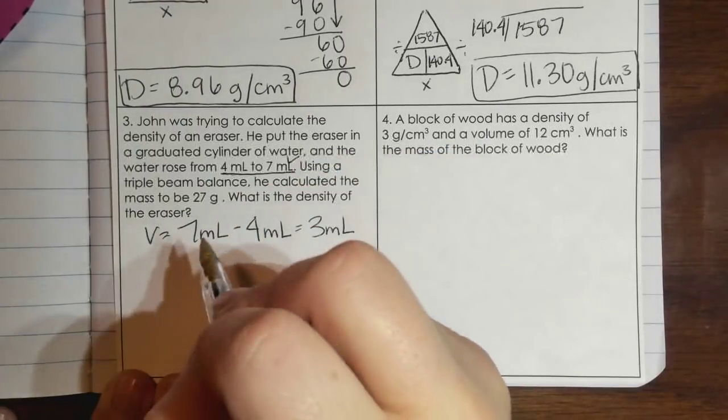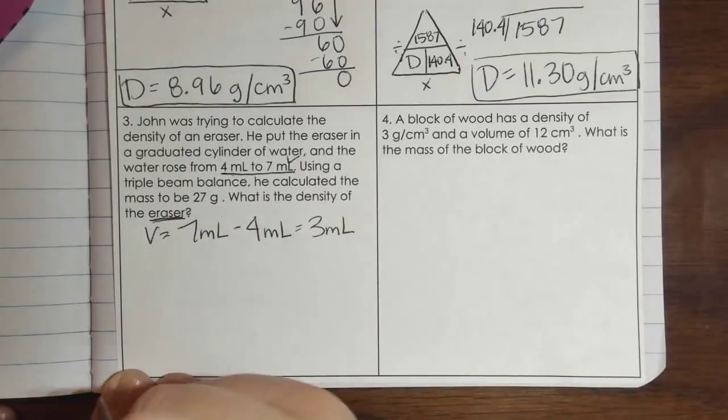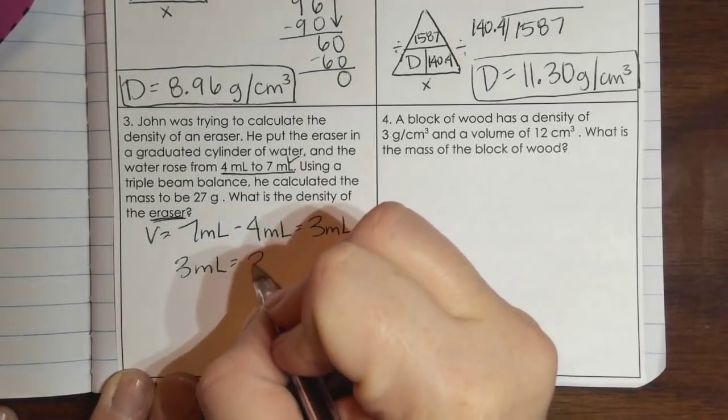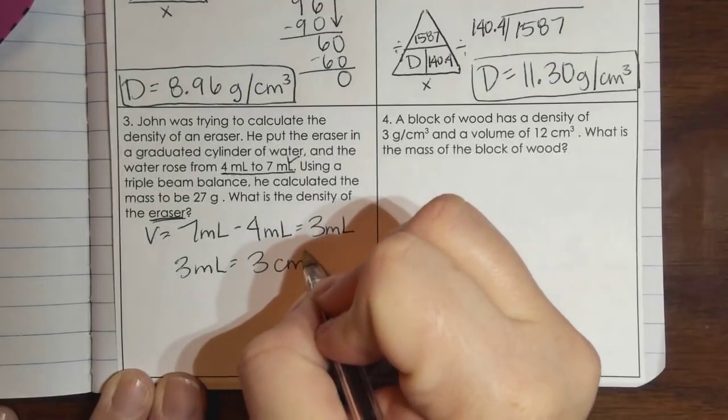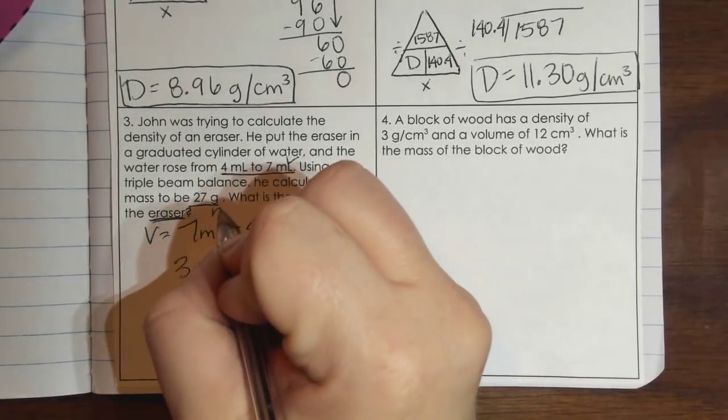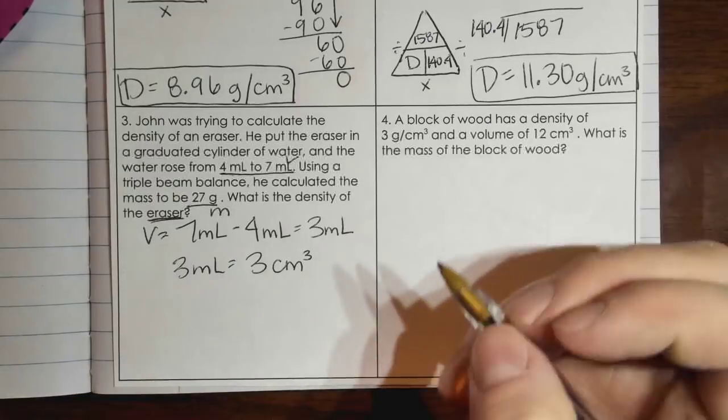But if you remember, we're talking about a solid, right? We're talking about an eraser. So 3 milliliters, we have to convert to centimeters cubed. And remember, it's a 1-to-1 conversion. So the volume of the eraser is 3 centimeters cubed. The mass is 27 grams.